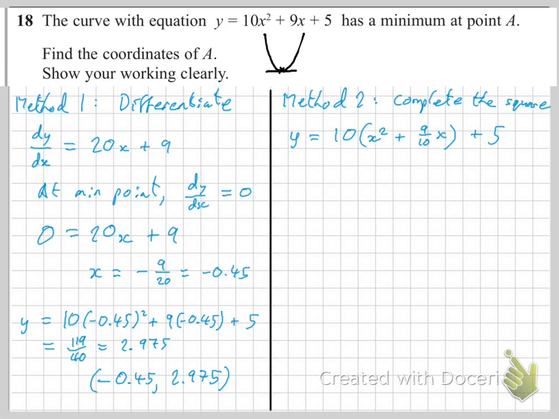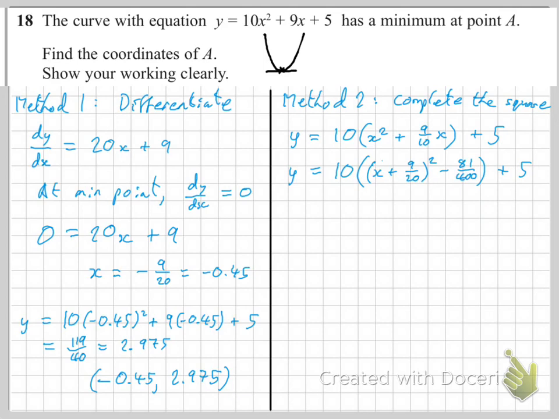And then just look at the inside. So ignoring the 10, ignoring the plus 5, just complete the square of everything inside the bracket. So we halve the number of x. So half of 9/10 is 9/20. And we square that, and then remember to subtract the square of 9/20. 9/20 squared is 81/400. Close brackets, and we still need the plus 5. I remember that from above.